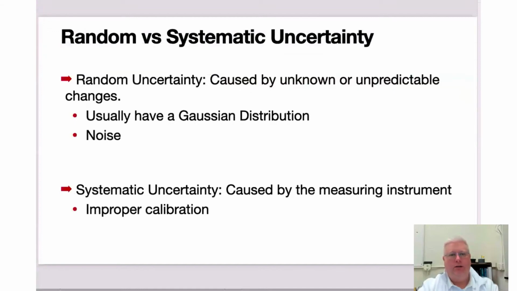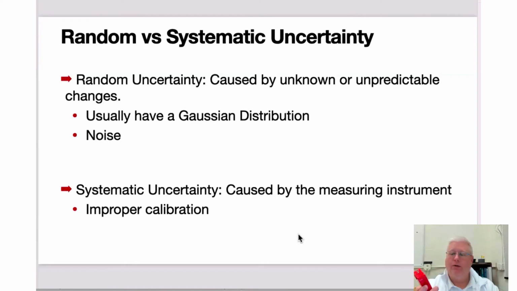All right, then just a brief review of what's the difference between random and systematic uncertainty. So the random uncertainty is caused by something we can't really figure out or predict, some sort of changes there. We'll see a Gaussian or normal distribution in this, and sometimes we refer to this as noise. And so we'll particularly focus on this one in this lab. And then the systematic uncertainty is some issue with the measuring instrument itself. So in our case, there could be some sort of issue with the iLab sensor.